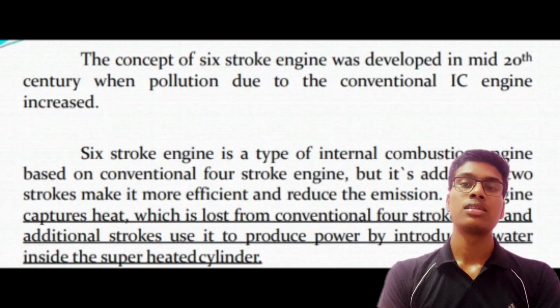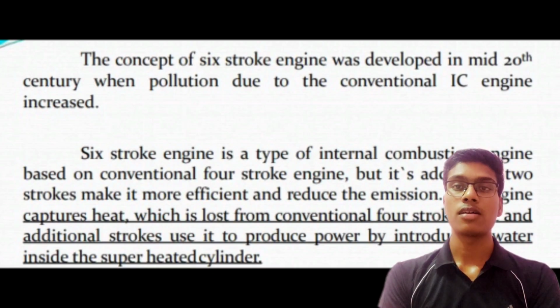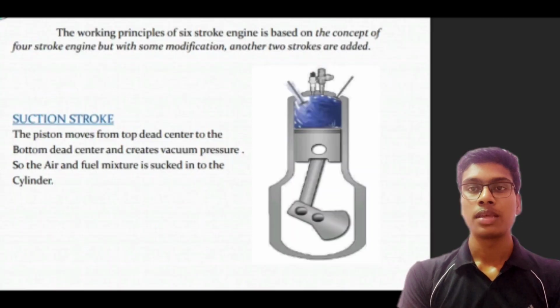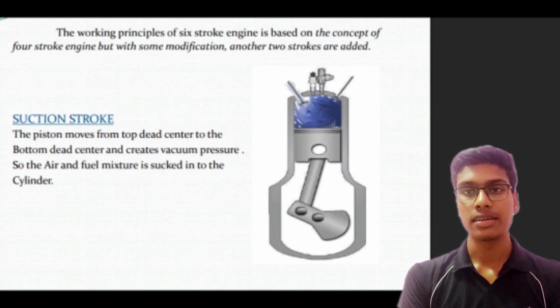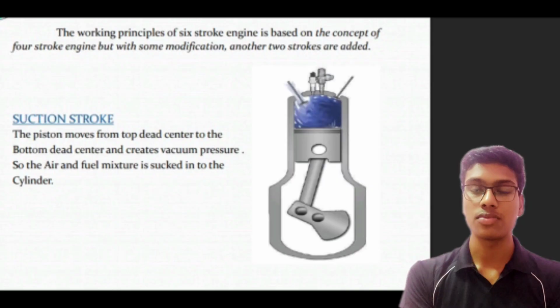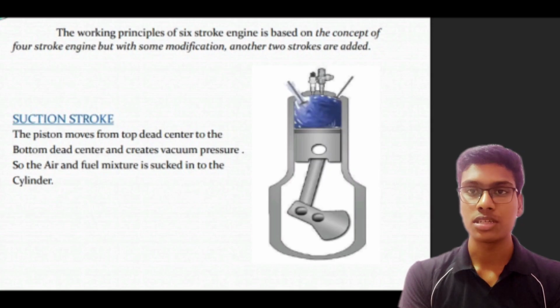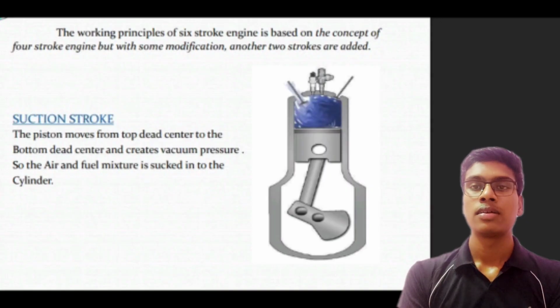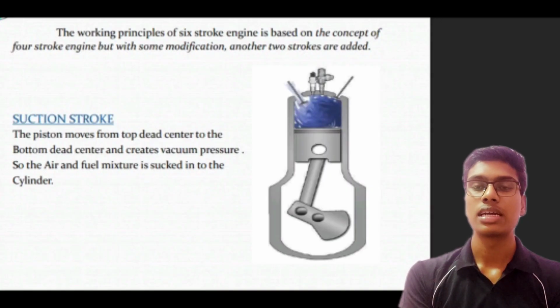So in this six-stroke engine, there are 6 major processes. The first one is intake of fuel. The fuel is taken into the combustion chamber. This is the first process. It is taken in with the help of the vacuum pressure which is created inside the combustion chamber. How is the vacuum pressure created? When the piston moves to the top dead center, a vacuum pressure is created.